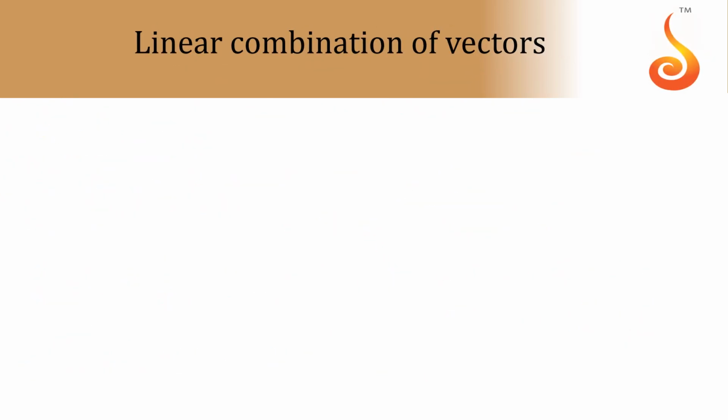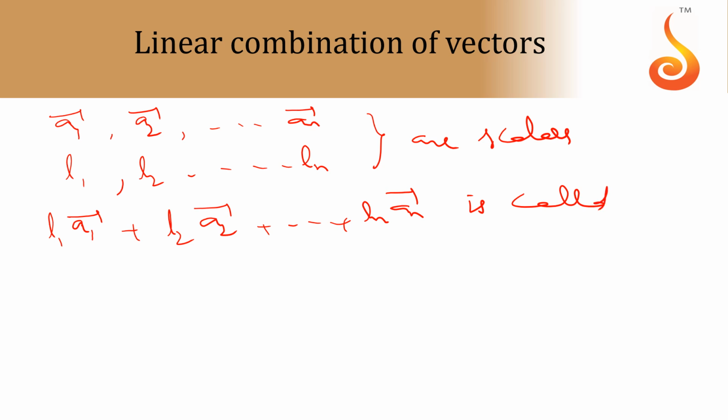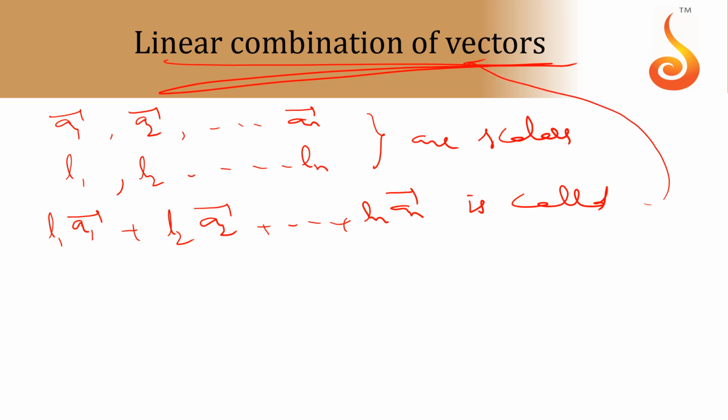Linear combination of vectors. So what do you mean by linear combination of vectors? Suppose a1 bar, a2 bar, and so on, an bar are n vectors, and l1, l2, and so on, ln are scalars. Then l1 a1 bar plus l2 a2 bar plus so on plus ln an bar is called a linear combination of vectors.